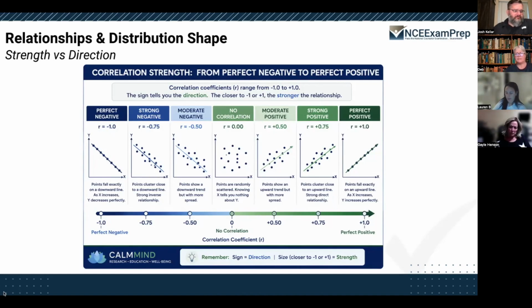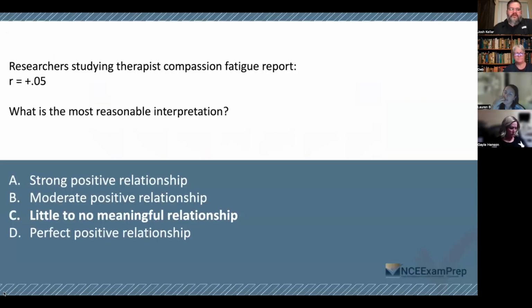That's a question where it's easy to overlook the 0.05 versus the 0.5. Yes, you got it. And if you're thinking, oh, 0.5, what would the correct answer be? 0.5 would be a moderate positive relationship, right?